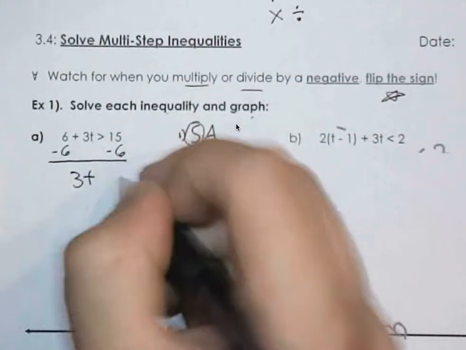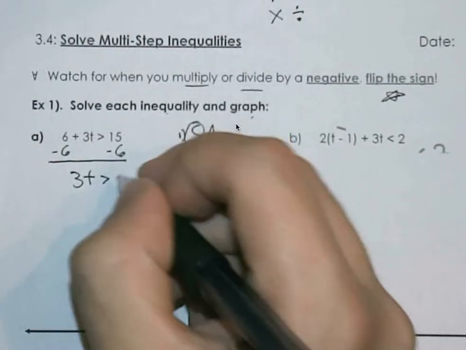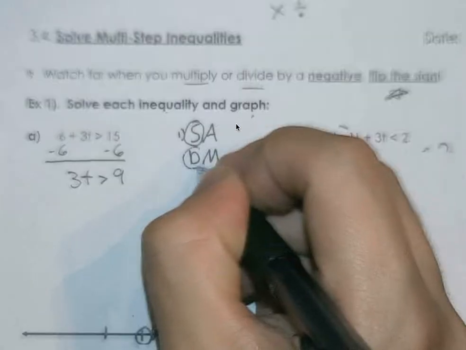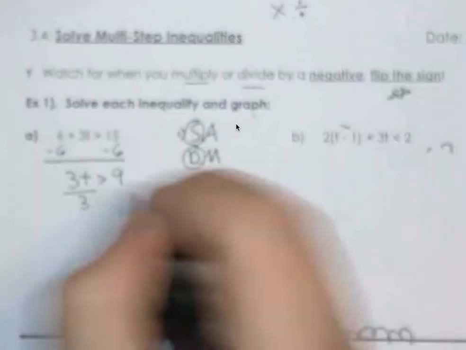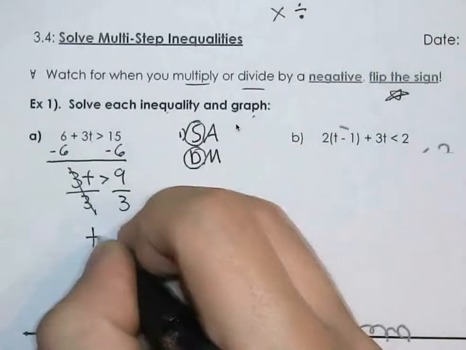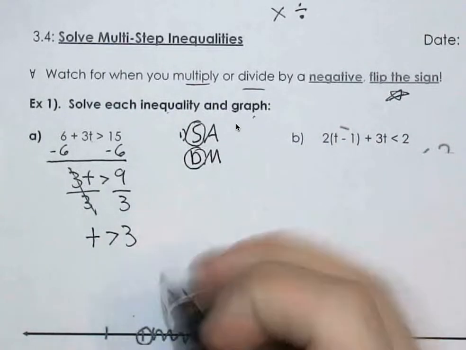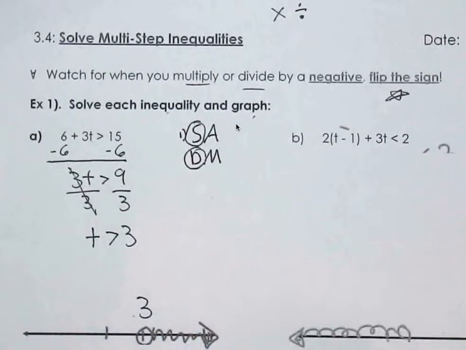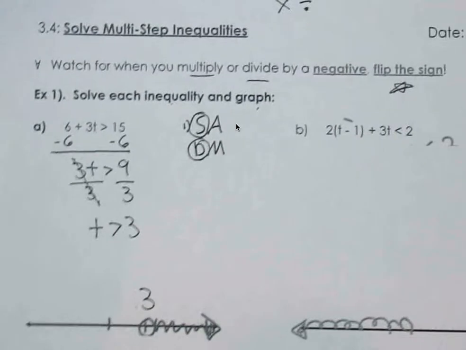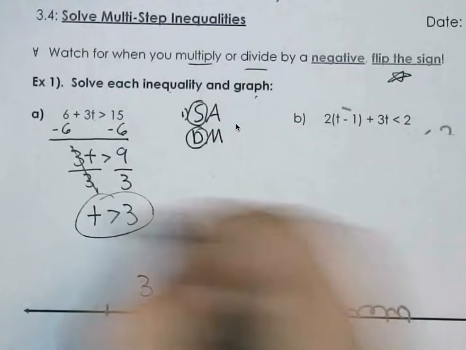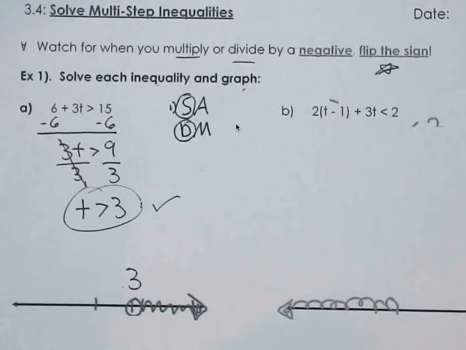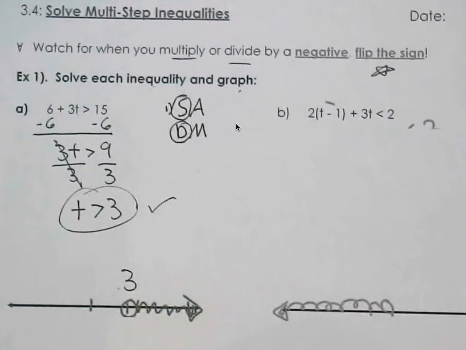We're left with 3t, where it's now greater than 9. We're then dividing to get rid of this 3. No need to flip because 3 is positive. So this is saying that t is going to be greater than 3. We want an open circle on 3, and we want to highlight the values that are greater than it. So this one's done.